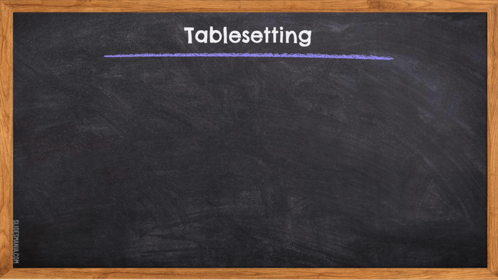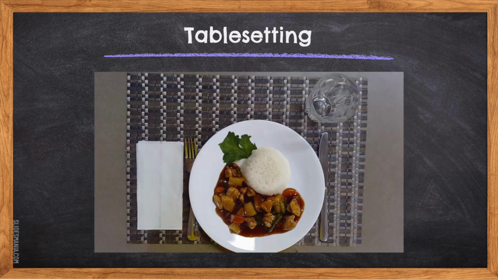Table setting. For the sweet and sour chicken on steamed rice, you will need a placemat, a dinner plate, a fork, a knife, a napkin, and a water glass.